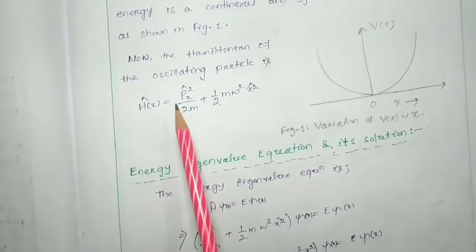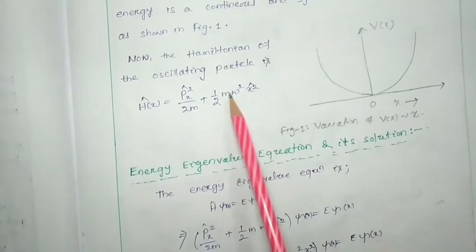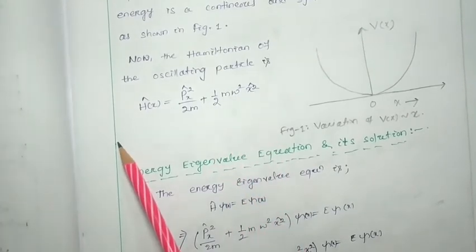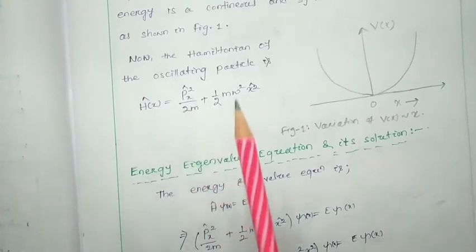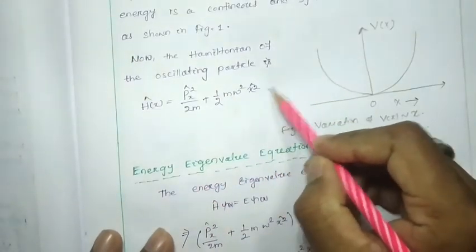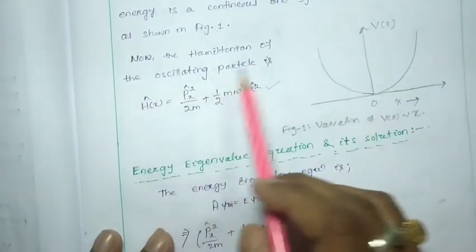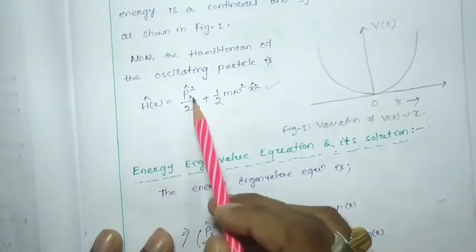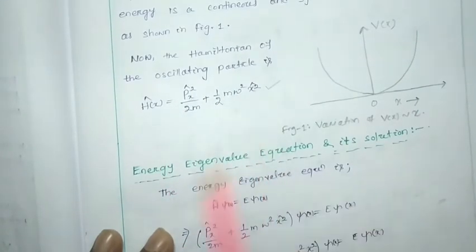One is kinetic energy and the other is potential energy. So for potential energy we found half m omega square x square, that is equation number 4. Now if we consider the total energy operator, or Hamiltonian, of the oscillating particle, how much is it? This will be px square by 2m plus half m omega square x square.